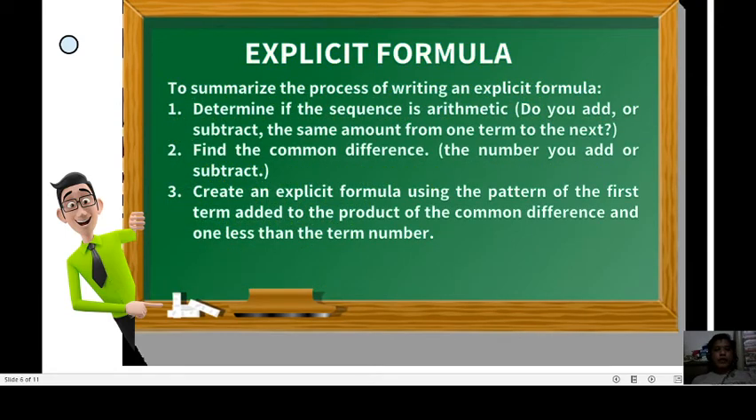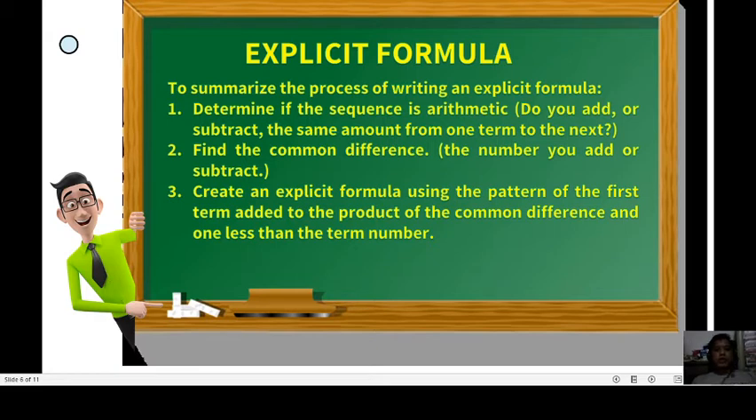Next, to summarize the explicit formula: first, determine if the sequence is arithmetic. If it is not, then it is geometric. Do you add or subtract the same amount from one term to the next? Second, find the common difference, the number you add or subtract. Third, create an explicit formula using the pattern of the first term added to the product of the common difference and one less than the term number.